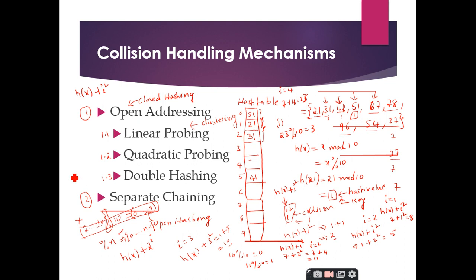So for the first collision I will get h of x plus 2, and for the second collision I will get the formula as h of x plus 2 square, and the third one I get as h of x plus 2 cube. Like that it will continue, right? Anything is correct only, but I make use of this particular function. Is it clear?